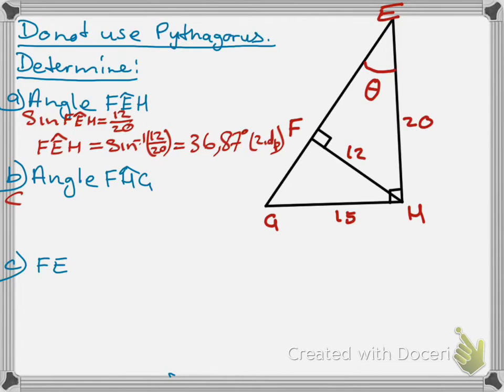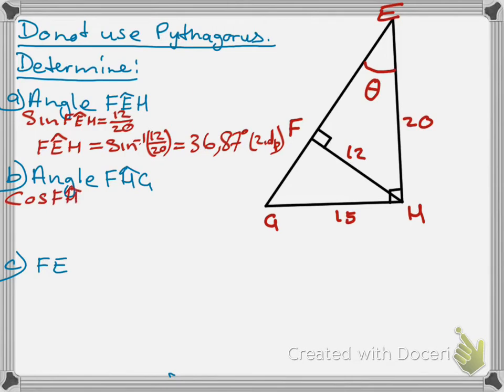And then angle FGH, so that one you can use the sum of angles in a triangle, right? And then you can easily find the size of FHG. Or you can say 90 minus the angle FEH, and then you can find the angle FHG. But here, I'm going to use a trig ratio.